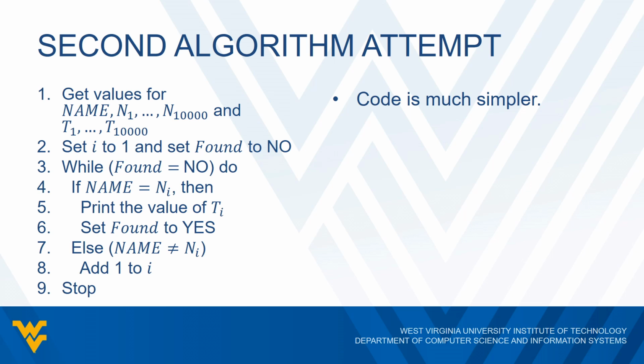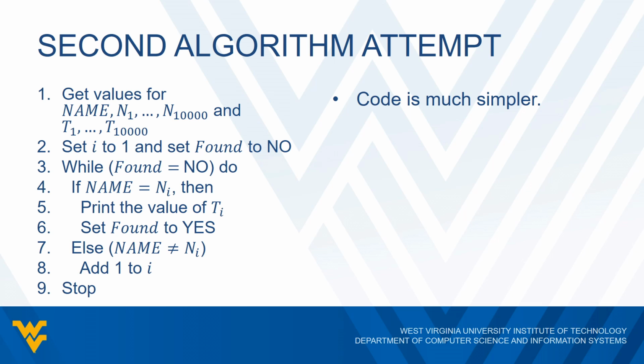So we still get the list of names and the values of our phone numbers. So we get our list. Step 2 would be to set i to 1, and then we're going to have another variable called found, which we'll initialize to no. So what we'll say is if we find the person, we're going to change this to yes. So step 3 is we have our while loop. So now we're using while loops, and we're checking to see if found is no. And if this is true, we're going to do the body of the loop, which looks like it's going to be steps 4, 5, 6, 7, and 8. So that's all that is the body of our while loop.